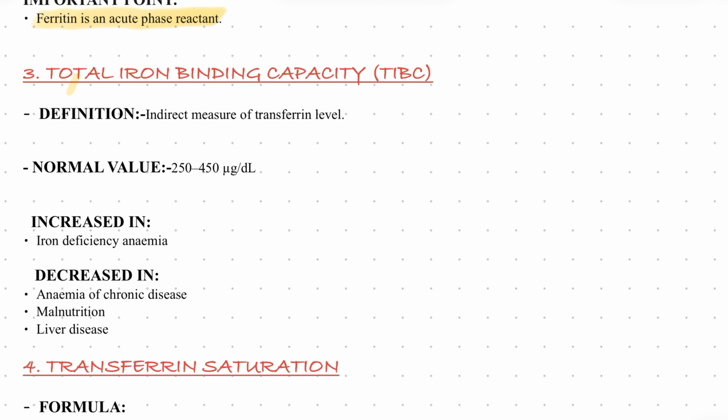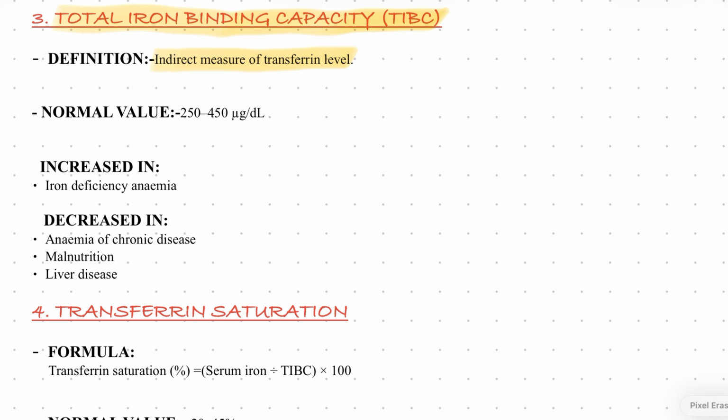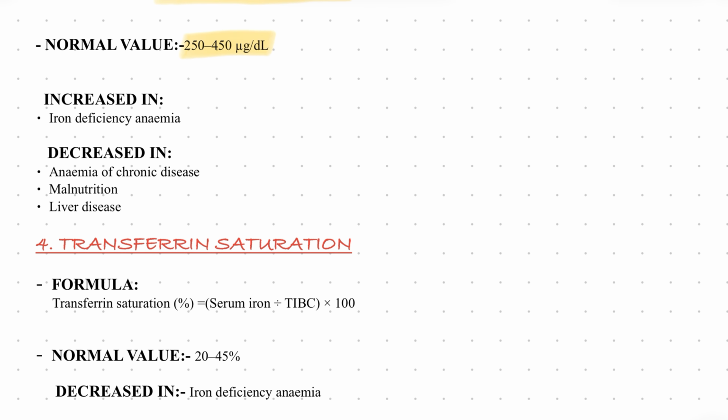Then coming to the third one, total iron binding capacity, TIBC. Usually we call it TIBC. Don't get confused. In the exam they won't give total iron binding capacity, they just mention TIBC. So the definition goes like this: indirect measure of transferrin level. The normal value is 250 to 450 microgram per dl. You need to remember the SI units of these values, because if you mention micro instead of nano, it will be a large gap difference. Okay, a complete error will be seen. So you have to remember the SI units.